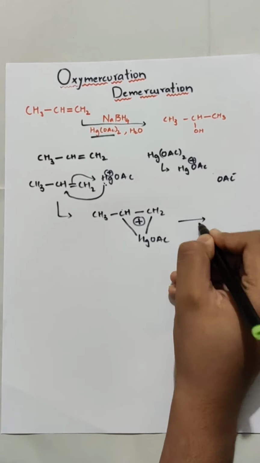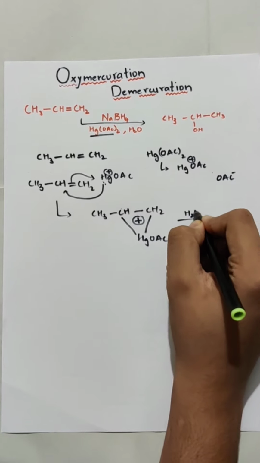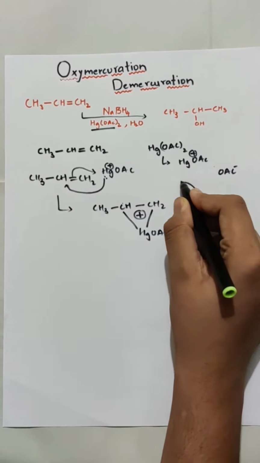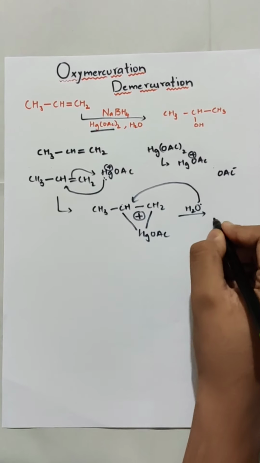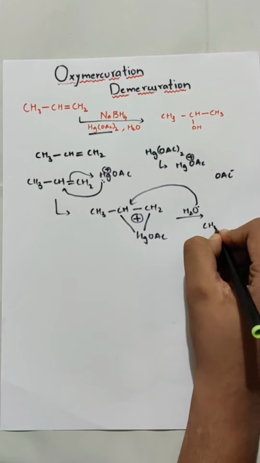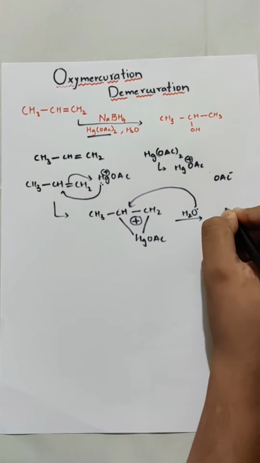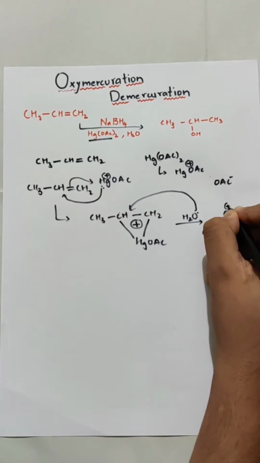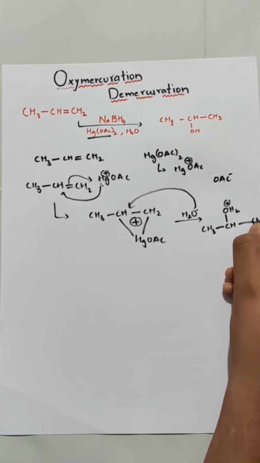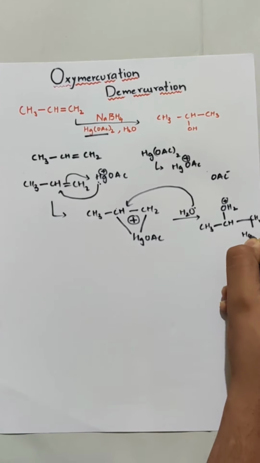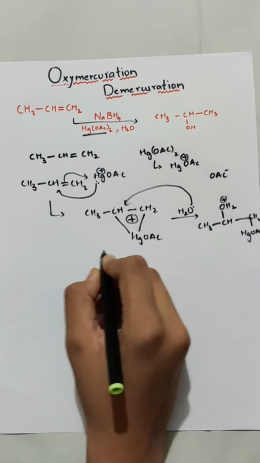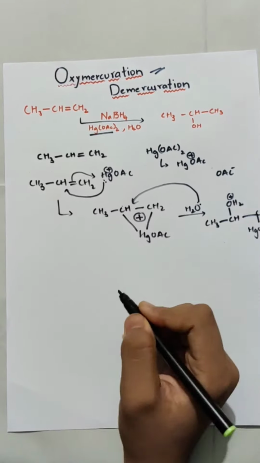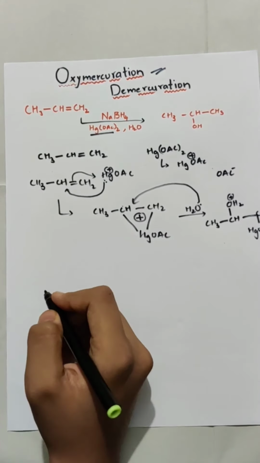Now the only nucleophile in our reaction is water. So the nucleophile comes and attacks this carbon. And the product we get is CH3, CH, OH2+ and CH2, HgOAc. Up to this step it is called oxymercuration. Now we have the next step, that is demercuration.